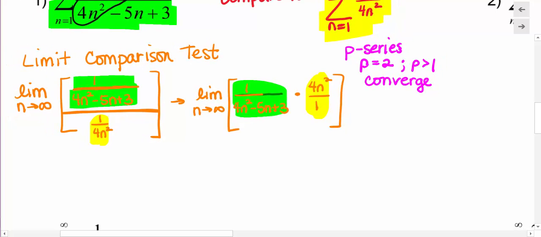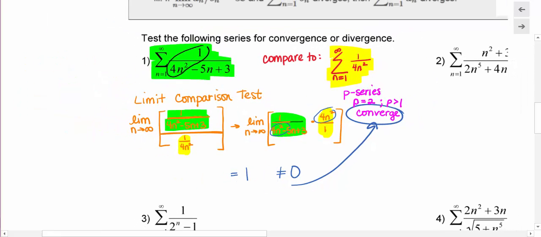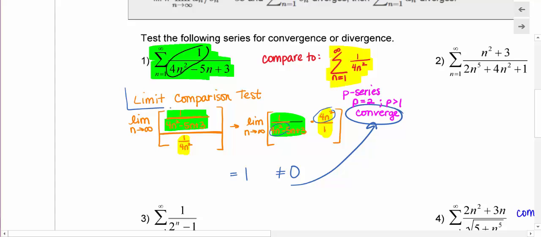Well, again, think about L'Hopital's rule, or you can think about Calc 1, 4n squared over that 4n squared. This limit is going to be 1. As long as the limit is not 0, I know that it'll do the same thing that the other series did. And so by the limit comparison test, I know that my green series will also converge. So again, many people like that limit option better than the inequality. So let's do it again.